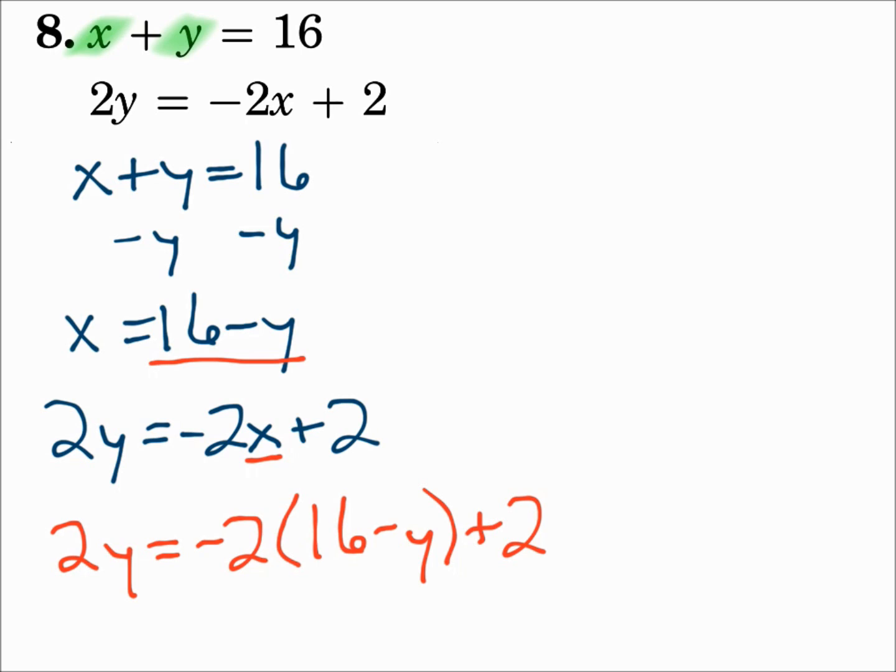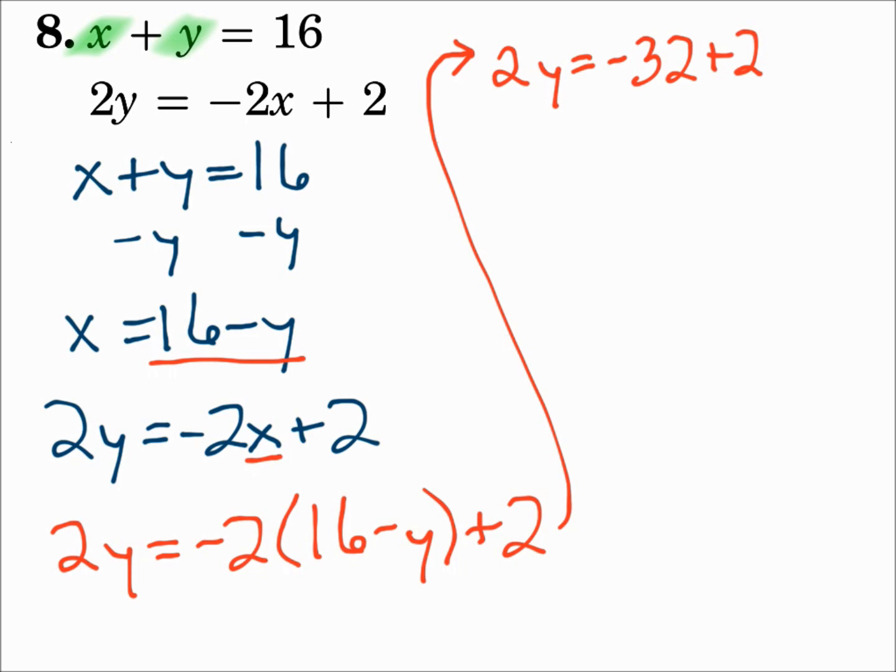Now solve the other equation for y. We can distribute on the right. Negative 2 times 16 is negative 32. Negative 2 times negative y is positive 2y. Watch your minus signs there. And then the plus 2 that was on the outside.